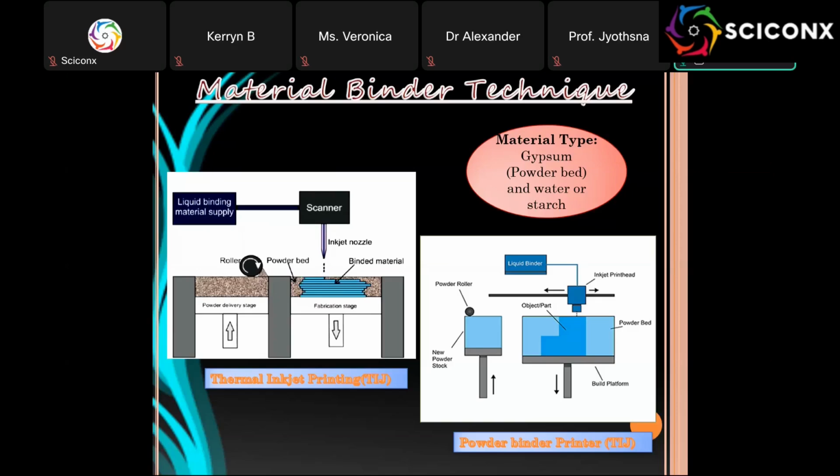In the powder binder printer, this is a head. The head is going to be heated, but here the nozzle is going to be heated through the scanner process. So the material going to be used is gypsum or water in the form of a starch. So this is the basic difference between these two things.